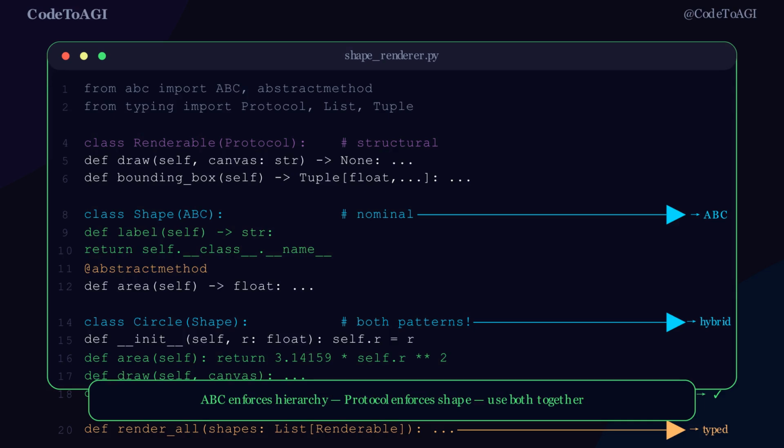The render_all function accepts a list of Renderable. Any object with draw and bounding_box qualifies. When you run mypy --strict on this module, 0 errors. This architecture separates rendering from geometry. You can add rectangles, polygons, SVG paths. As long as they implement Renderable, the renderer accepts them.